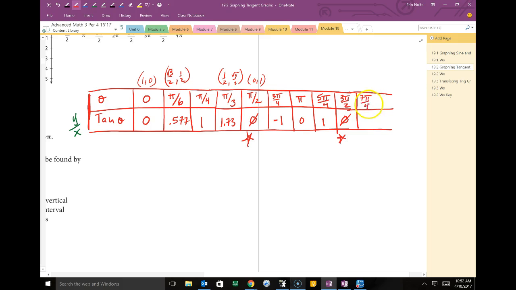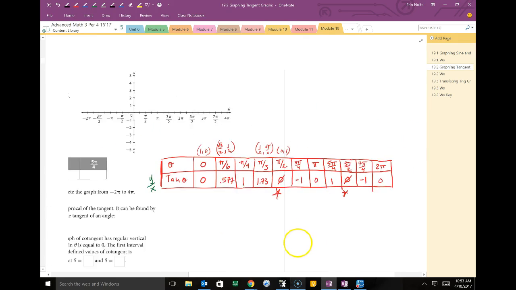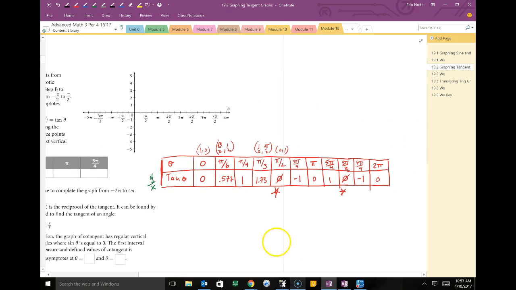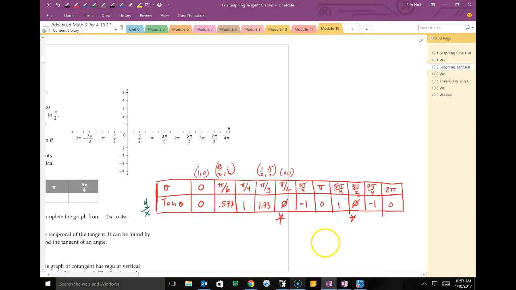How about at 7 pi over 4? We have a positive square root of 2 over 2 and a negative square root of 2 over 2, so you should get -1. Okay. We might as well hit 2 pi. If we go back to 2 pi, we have 1, 0, so 0 divided by 1 is 0. Very good. All right, so now we're going to take this table and plot all the points.